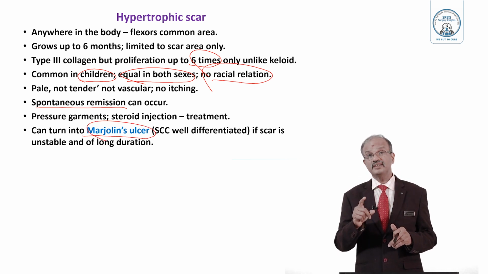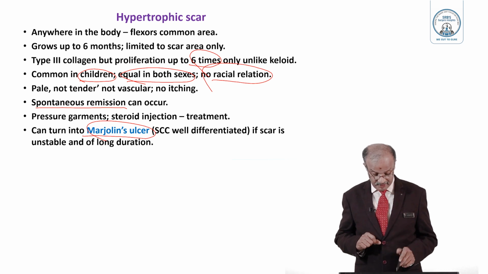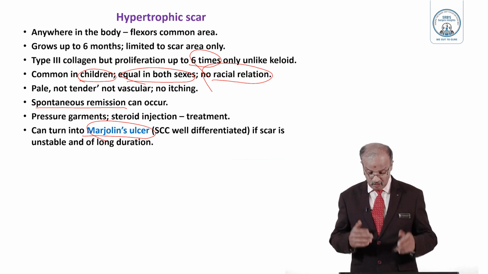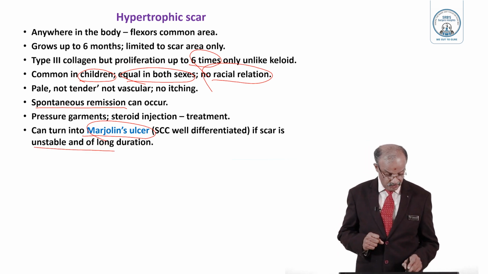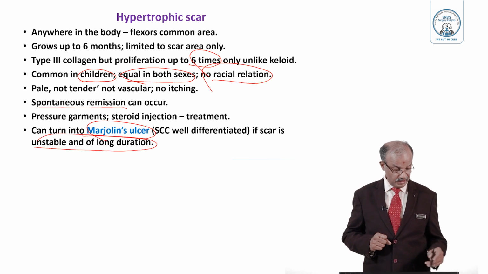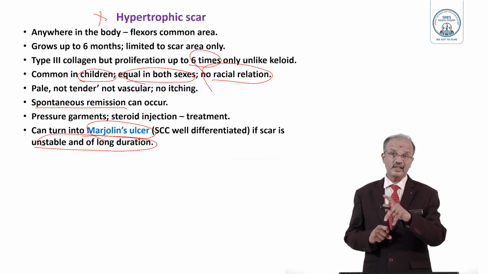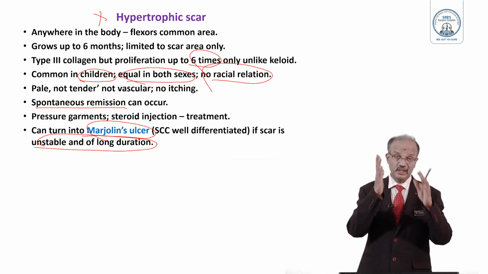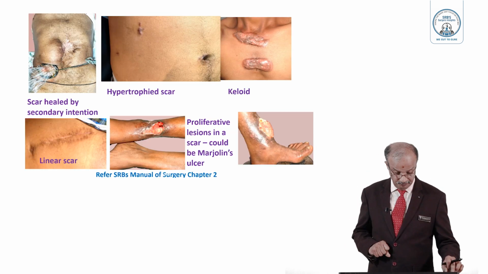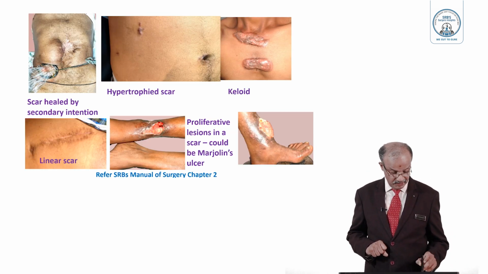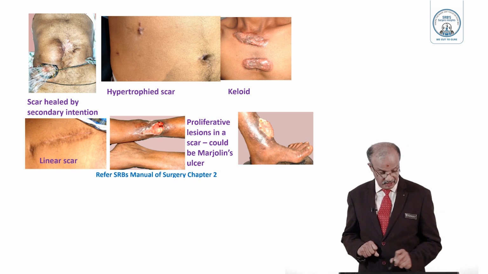Hypertrophic scar can turn into a marginal ulcer. This is already told, what is a marginal ulcer: an unstable scar of long duration. So the differences you should remember are between keloid and hypertrophic scar. In my book, there is a table, you can always go through that. So scar healed by second intention, hypertrophic scar, keloid, all these things.